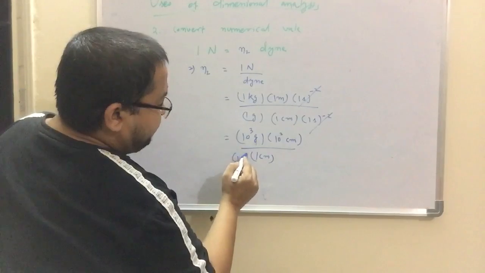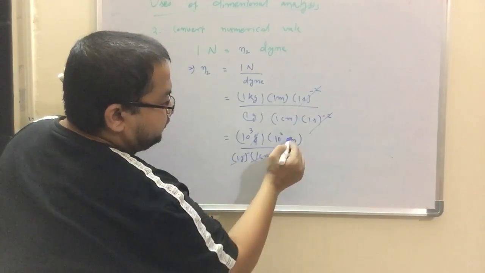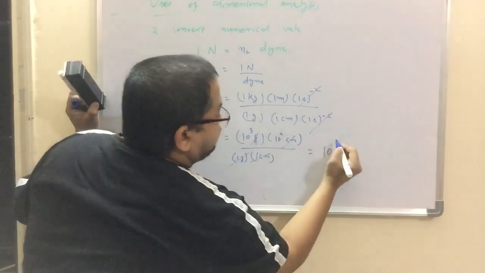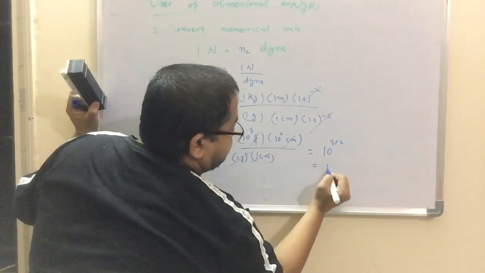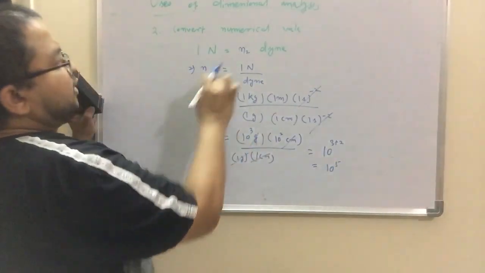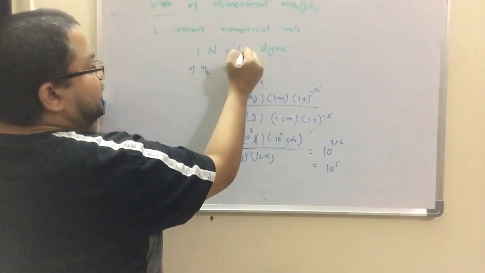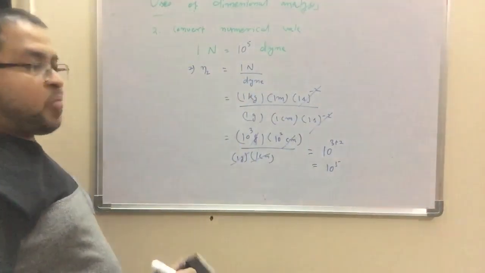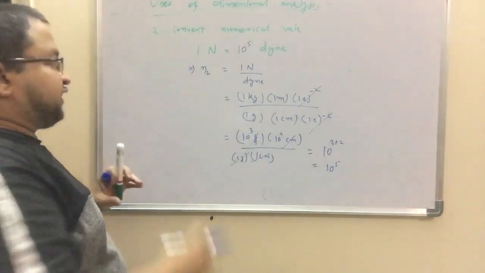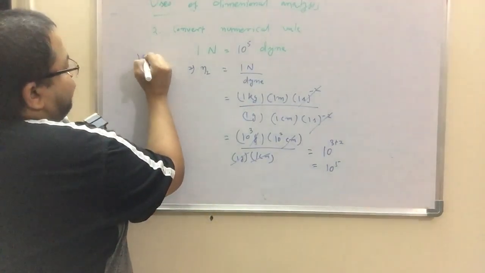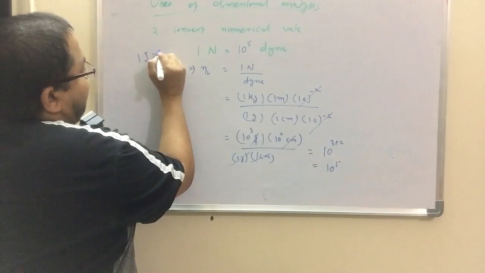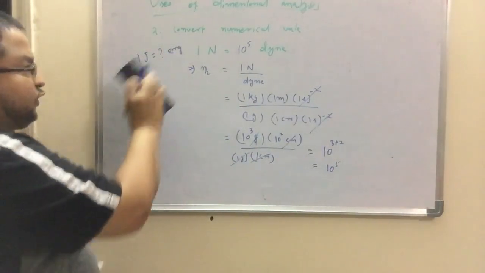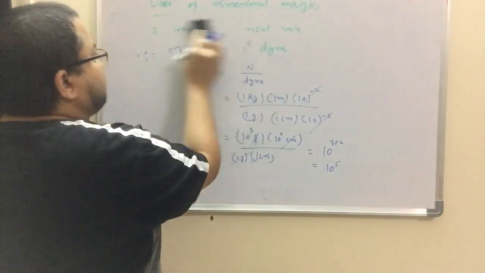So obviously, this is 10 to the power 3 into 10 to the power 2, which is 10 to the power 3 plus 2 equals 10 to the power 5, and that's why we can say 1 Newton equals 10 to the power 5 dyne. Okay. Similarly, you can do a lot of practice problems. You can deduce 1 joule equals how many erg, and a lot of those things can be deduced. So I will leave that for practice problems.